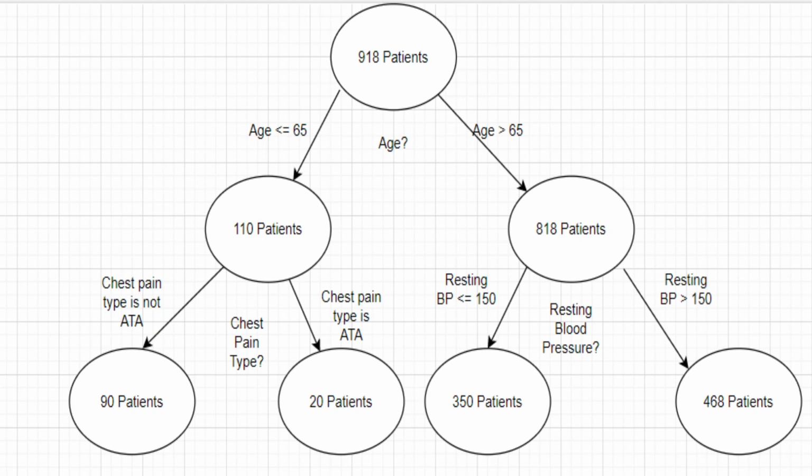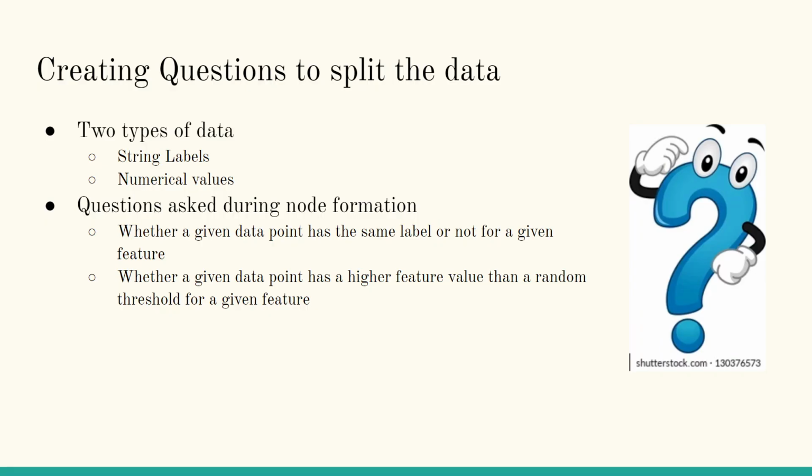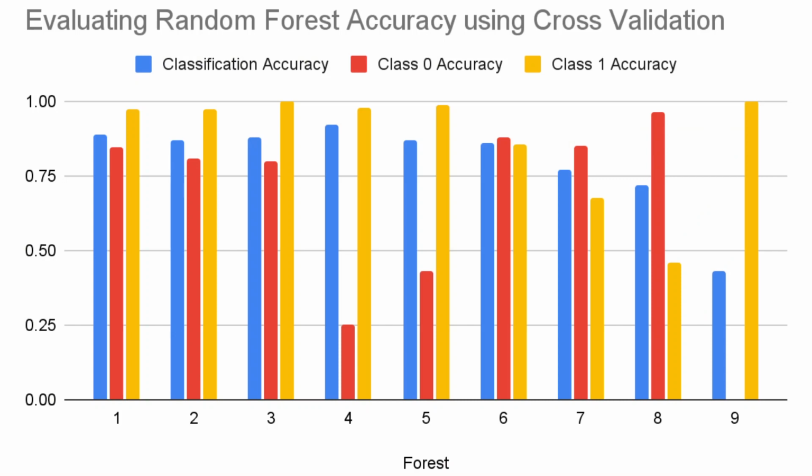Here's an example of what a decision tree might look like. Keep in mind that each question is random, and also if it's numerical, the number is also random. If it's a label, then the label it chooses is also random. And yes, that's how we ask the questions.